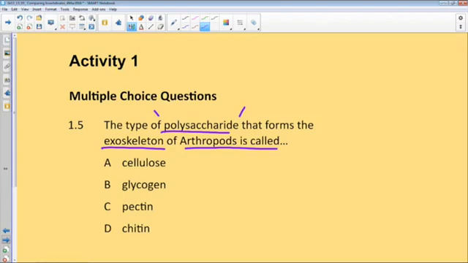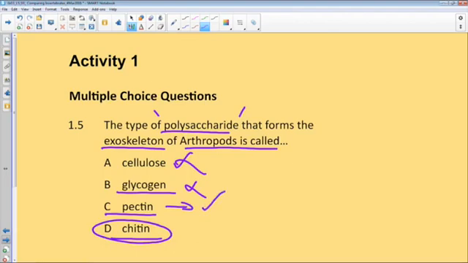So guys, remember that we know that plants have cellulose, and hence it's a plant-like polysaccharide. Glycogen is a polysaccharide that's found in animal cells, so that's incorrect. And we've got two that we need to decide between: pectin and the word chitin. So the answer here is chitin, and pectin would be a type of polysaccharide that's found in some of the other organisms. The answer here we're looking at is that arthropods have a chitinous exoskeleton.